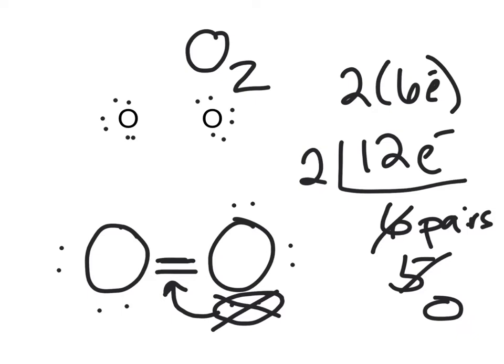I can't just add an extra pair of electrons because there are no more left. So now if I look, I've got 2 pairs plus 2 bonds. That gives me my 8 valence electrons. I look at my other oxygen and I've got 8 valence electrons there too because of the 2 bonds and the 2 pair. So now let's try another one.